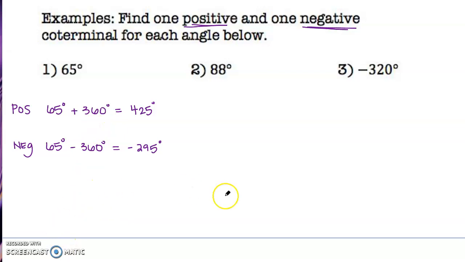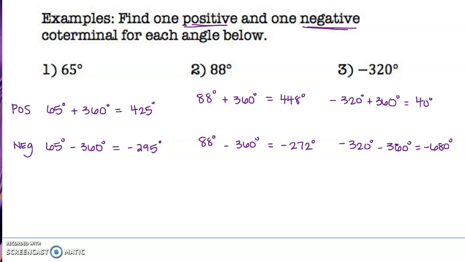Pause the video, and then when you're done, unpause the video and check your answer with mine. So hopefully for 88 degrees, you have a positive coterminal at 448, a negative at 272. For negative 320 degrees, your positive coterminal could be 40, and negative 320 minus 360 would give you negative 680. And again, there's infinite answers, but typically you're just going to want to keep adding and subtracting 360 until you hit either the positive or negative value.